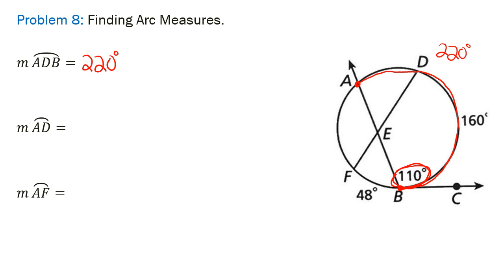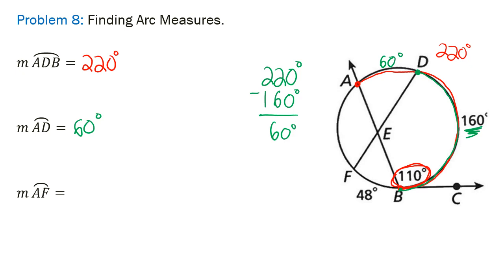So the next part is measure arc AD. Well, if we know from A all the way to B is 220, and we know from D to B that arc length is 160, if we subtract those two measurements we get 60 degrees. We know AD would be 60 degrees, because 60 degrees plus 160 degrees is 220 degrees.